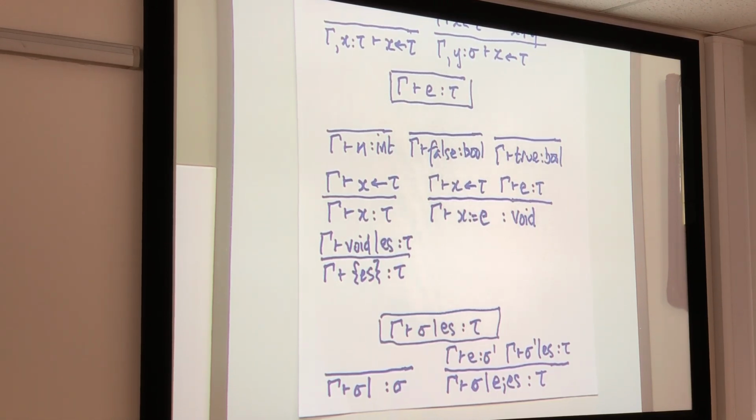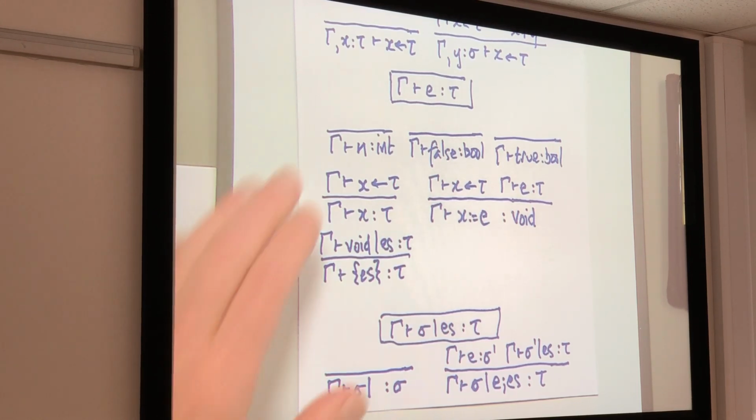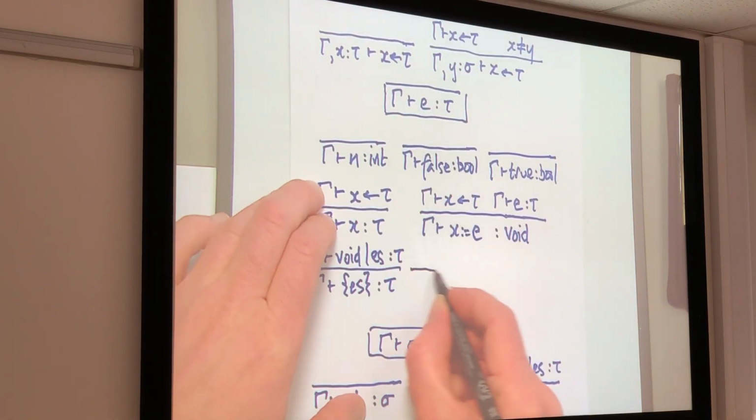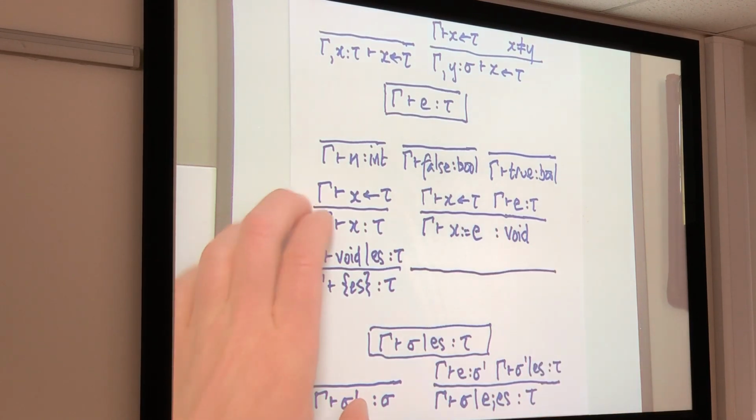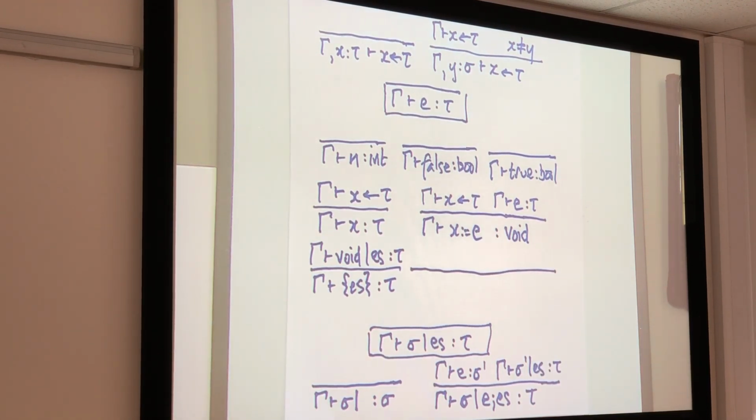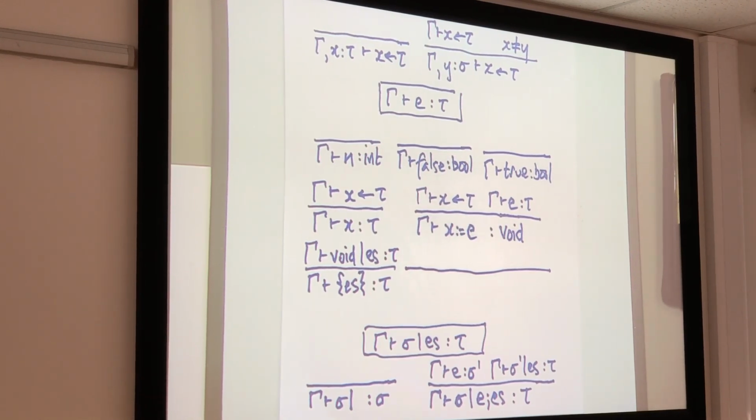I'll do one more rule and then stop. Actually, Connor, they've asked for things to think about. So often I leave them with, think about this. Okay. I'm going to do if, and then ask you to think about while.